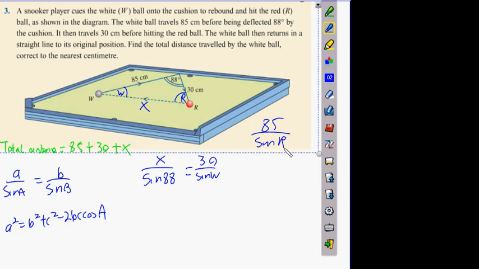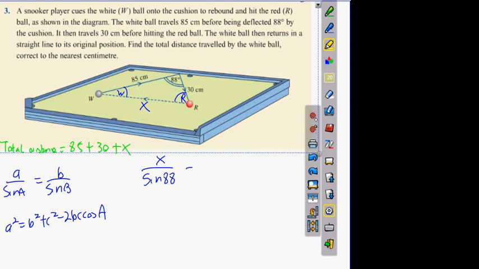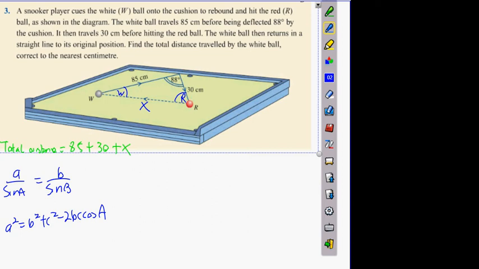Now what's the problem with both of them anyway? Don't know W, don't know X, and we wouldn't know R anyway. So basically, it's a no-go. Okay? So now you know it's a no-go. You just go back to the cosine rule. So that's the cosine rule. What do you think?